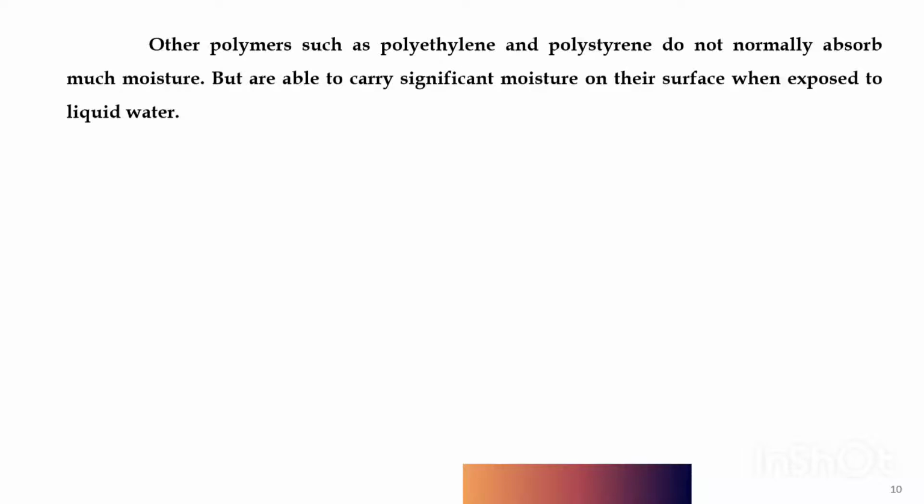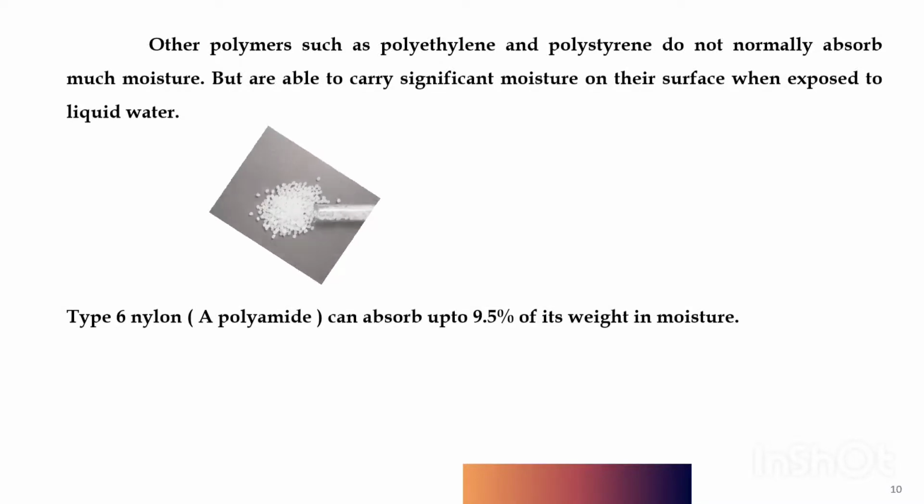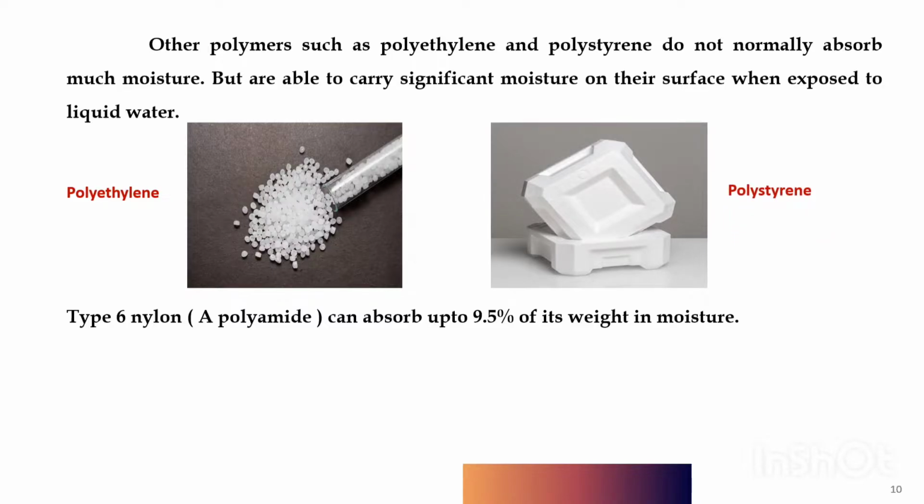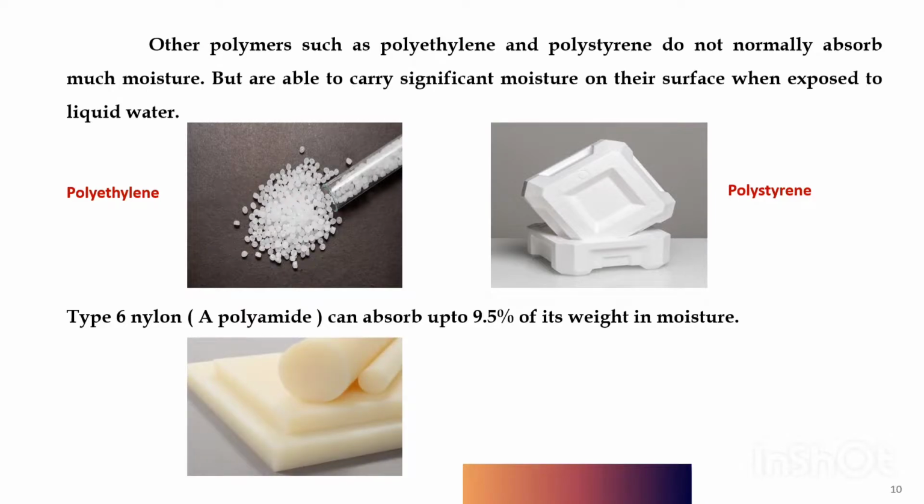Other polymers such as polyethylene and polystyrene do not normally absorb much moisture, but are able to carry significant moisture on their surface when exposed to liquid water. Type 6 nylon, a polyamide, can absorb up to 9.5% of its weight in moisture.